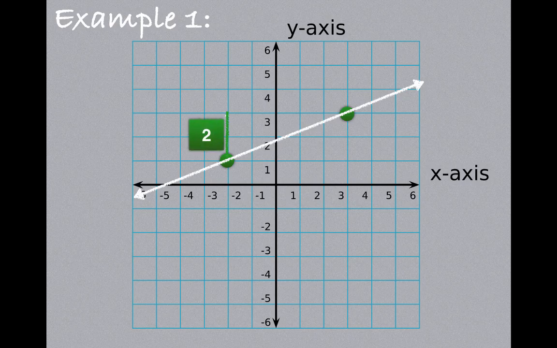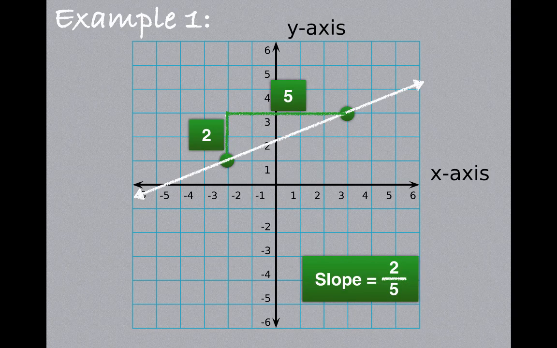And now let's check the run, which is how far we go over to get to the other point. So when we count our spaces, we went 1, 2, 3, 4, 5 spaces. So the run would be 5. So since the slope of a graph is rise over run, we know that the slope of this line would be 2 over 5.